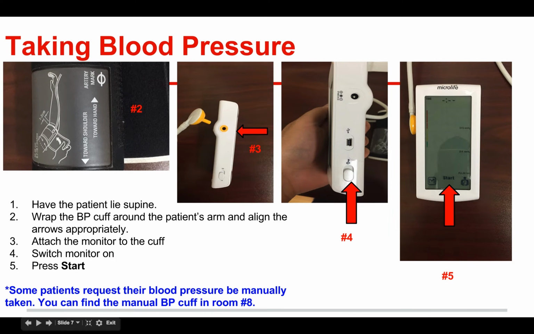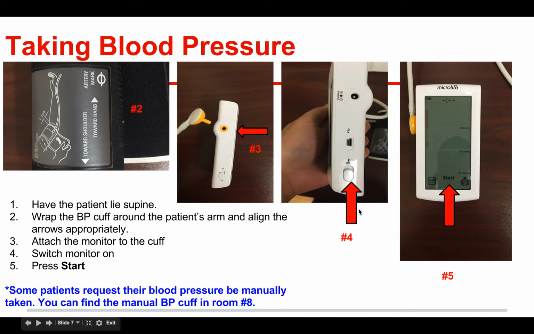A lot of the times in the clinic, there will be a lot of patients, and you will be expected to take the blood pressure of the patient. These are just some images of the blood pressure machine that we use. First, you're going to have the patient lie supine. Then you'll apply the cuff to their left arm and make sure, obviously, that the arrows are pointing in the correct directions. Next, you'll plug this into the actual machine recording the blood pressure.